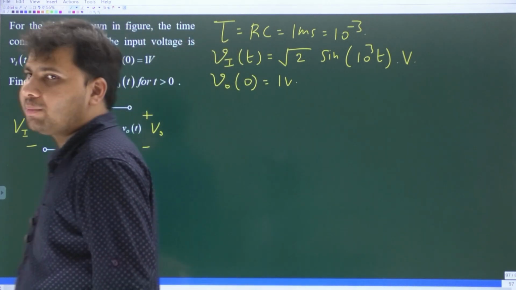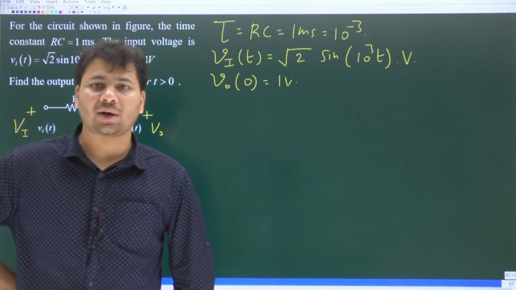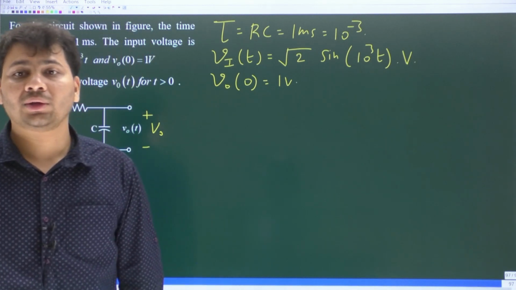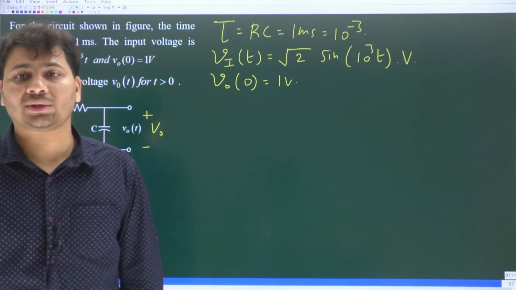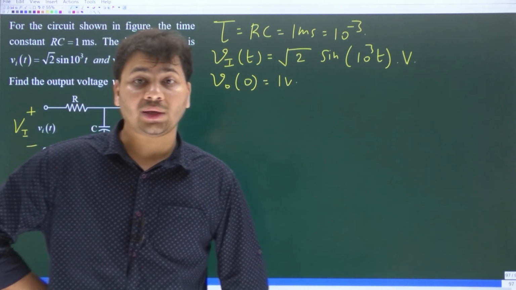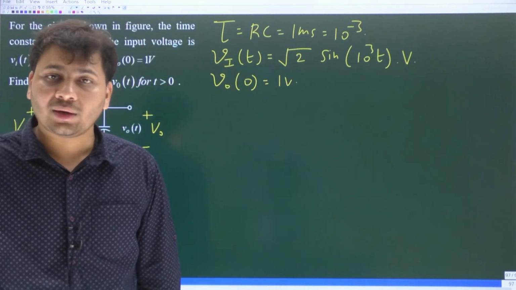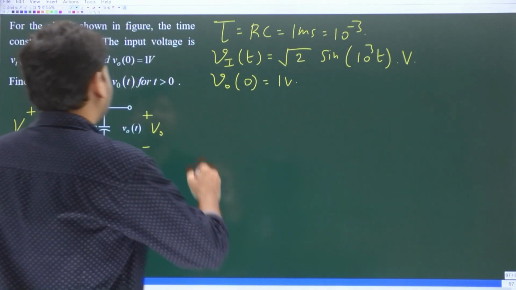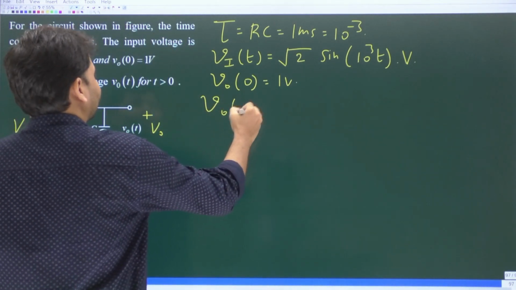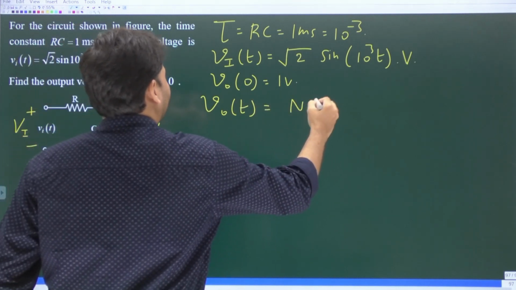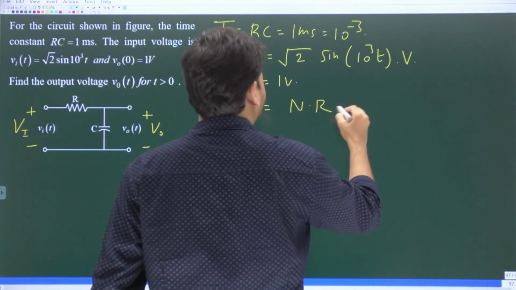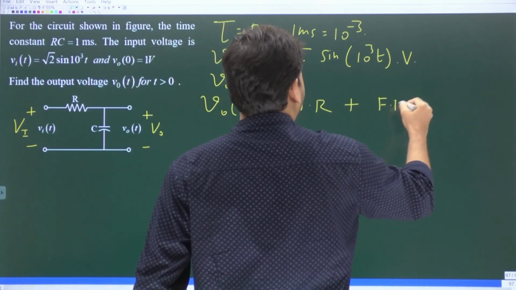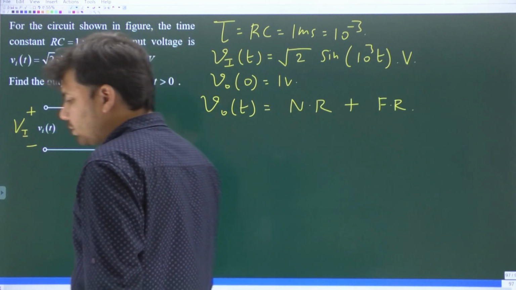So if you recall, the complete response of any circuit will consist of how many parts? Complete response of any circuit will consist of 2 parts. What are the 2 parts? The natural or the transient response, and of course the steady state or the forced response. Okay. So here V0 of t will have 2 parts. NR is what? Natural response, and then the forced response or the steady state response.